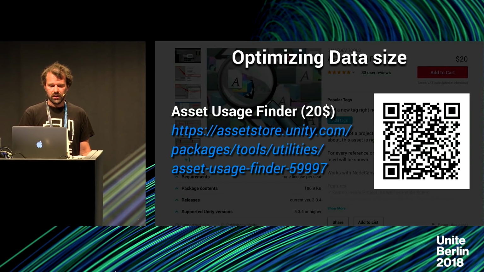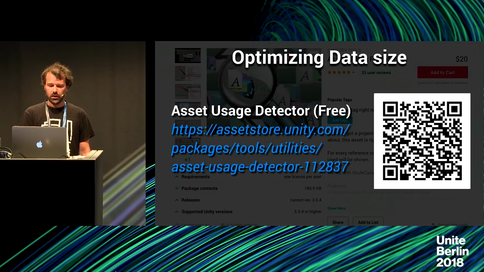There's one called the Asset Usage Finder, which is a $20 package you can get on the Asset Store, which allows you to pick any asset and then get a list of any references to it. And there's also a free one called Asset Usage Detector. So I recommend checking these out and just looking over your assets, especially if you have any doubt if you actually need all of them.